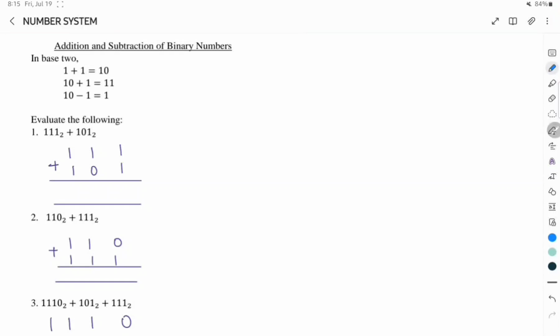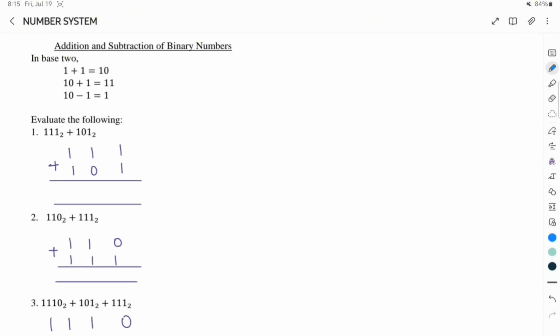Welcome back, learners. In this video, we'll learn how to add and subtract binary numbers. This particular topic can be very tricky. We are used to adding and subtracting numbers in base 10, right? Now, one thing we should remember is that the digits that make up a number cannot contain the base.